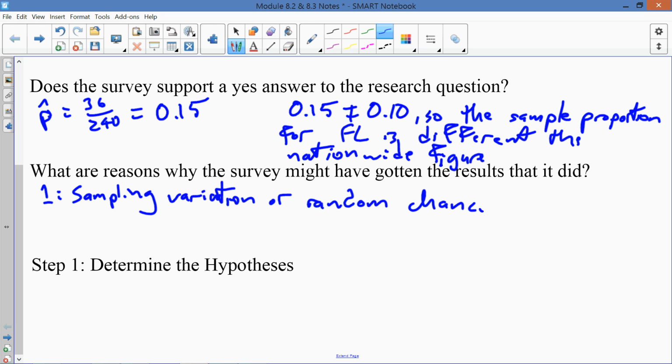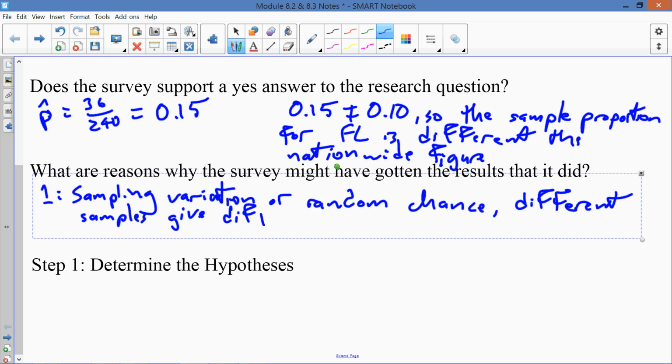So another way of thinking about that is different samples give different results. In other words, it just might be pure luck that our number is different than the nationwide number. We don't know. If you take a bunch of different samples of size 240, you get a bunch of different answers.